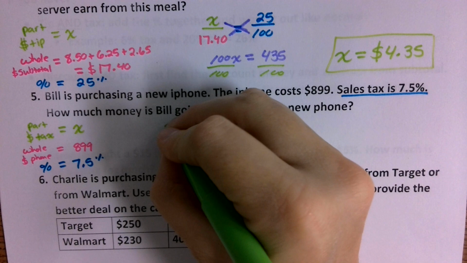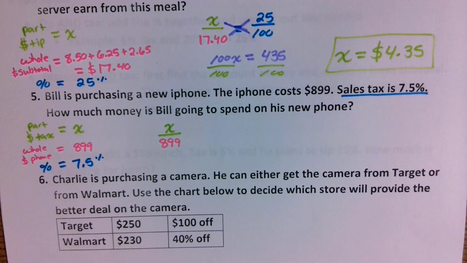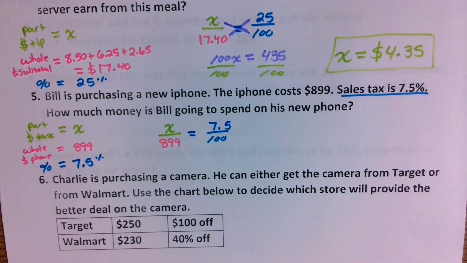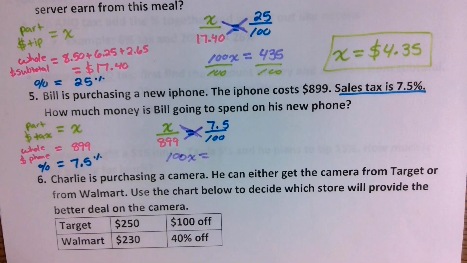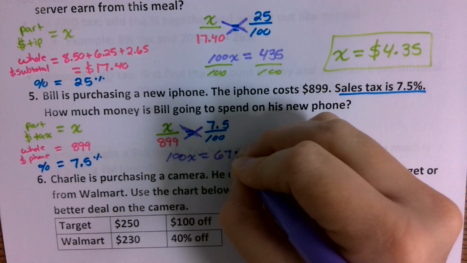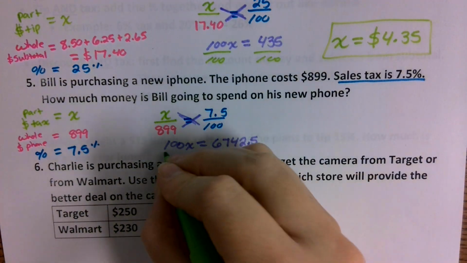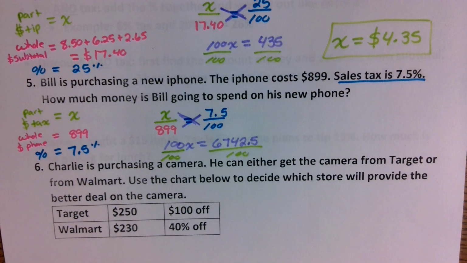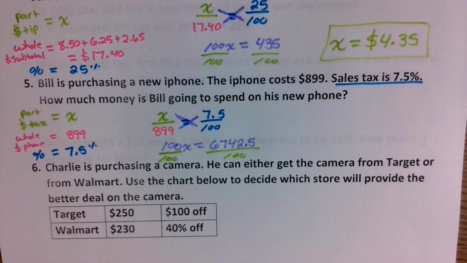Okay, when we set this up, we're going to have X over $899 is equal to 7.5 over 100, and then we can do our cross product. That'll give us 100x is now equal to 6,742.5. Last thing that you would want to do is to divide it by 100. Now, when you're dividing that by 100, you're going to get more than what you would want for the penny spot. So let me show you.